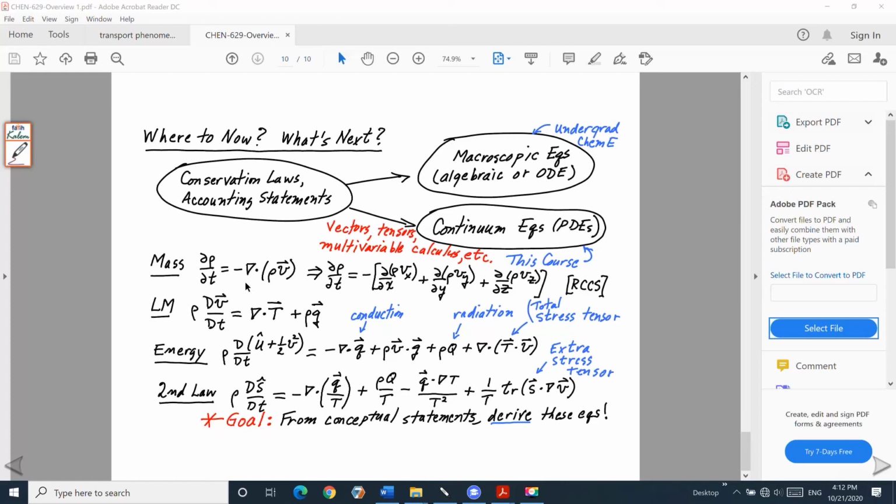So for example, in this course we are going to derive the mass conservation equation. This is the representation of the PDEs, and we will have this equation. For the laminar momentum, we will have this equation. For energy, we will have this equation. For the second law, for entropy, we will have this equation. So the goal of this course is, from the conceptual statements, to derive these equations. Finally, what we are going to learn is basically to define our system, define our system properties, define the time, and derive all three transport phenomena equations, plus the second law equation, for any system. That is going to be our goal and our accomplishment at the end of this course.